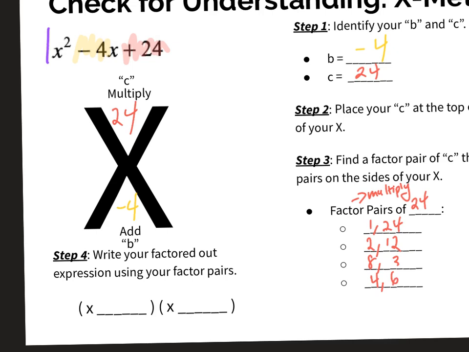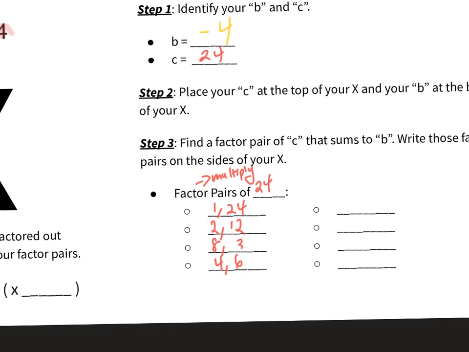All right, and I'm noticing that I want to multiply to positive 24. So I know that I can multiply 2 positives together, but I can also multiply 2 negatives together. So what I'm just going to do on these bullets is change the sign for all these factor pairs that I already listed out. So negative 1, negative 24, negative 2, negative 12, negative 8, negative 3, and negative 4, negative 6. Now with these factor pairs, I want to add up what they are and get my b value, which is negative 4.